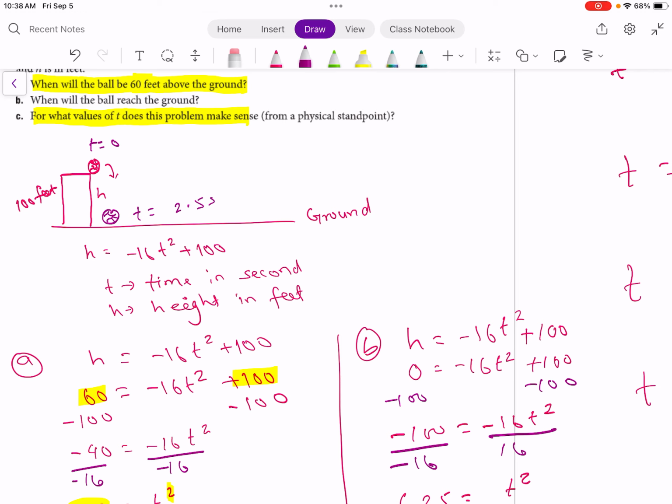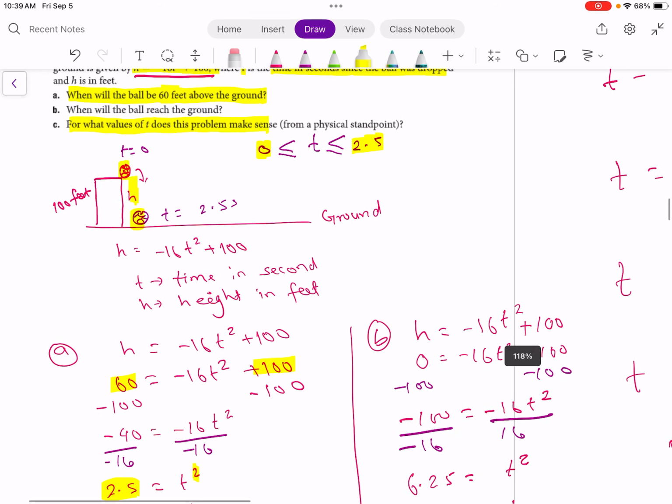So the value of t that makes sense for this problem is if our t is greater than or equal to 0 and less than or equal to 2.5. Okay, then the time makes sense. So when t is 0, the ball is on the top. When t is 2.5, the ball is on the ground. And the time between these two numbers is when the ball is in the air. Okay, so this is how we can use the quadratic formula to find the value of height or time here. Okay, any question?